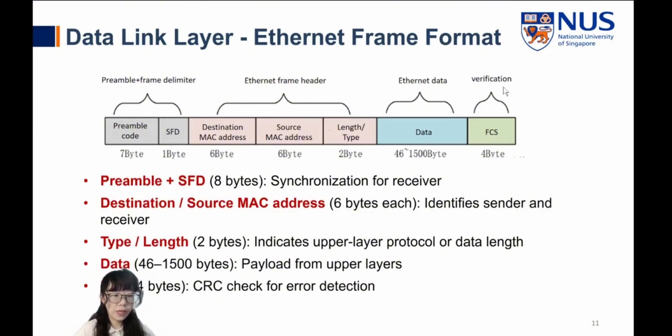After that, we have the data field. This is the actual content being sent. Finally, there's the FCS, or frame check sequence. This is a 4-byte code used to detect errors. If there's a mistake in transmission, the receiver can catch it here.